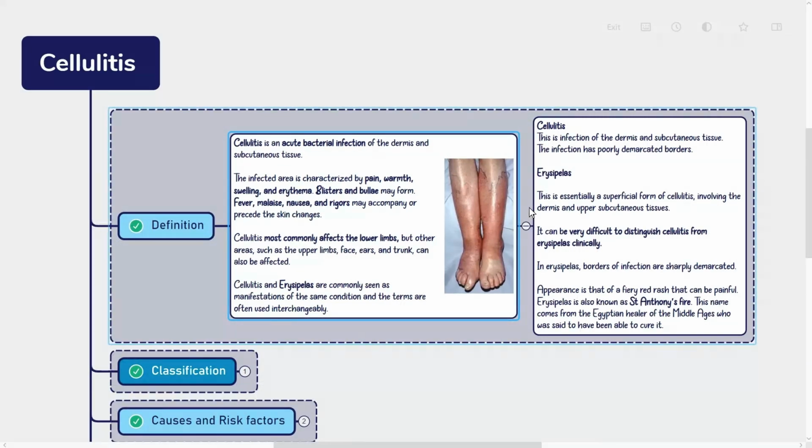Erysipelas is essentially a superficial form of cellulitis, involving the dermis and upper subcutaneous tissues. It can be very difficult to distinguish cellulitis from erysipelas clinically. In erysipelas, borders of infection are sharply demarcated. Appearance is that of a fiery red rash that can be painful. Erysipelas is also known as St. Anthony's fire. This name comes from the Egyptian healer of the Middle Ages who was said to have been able to cure it.